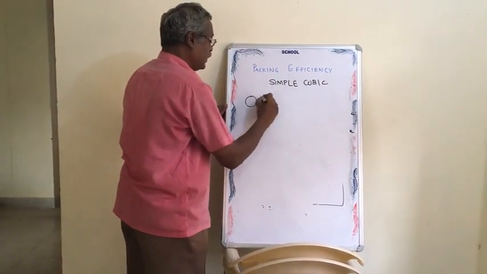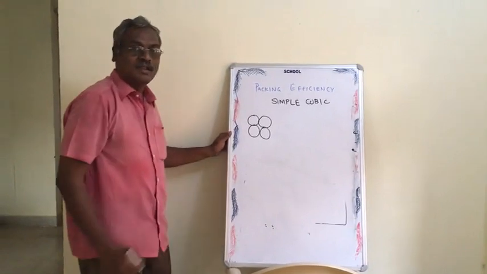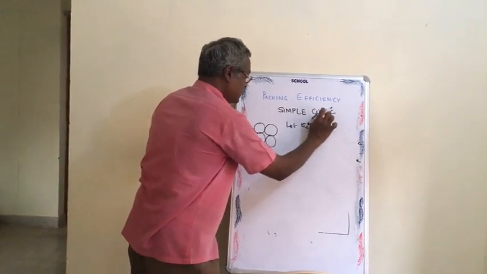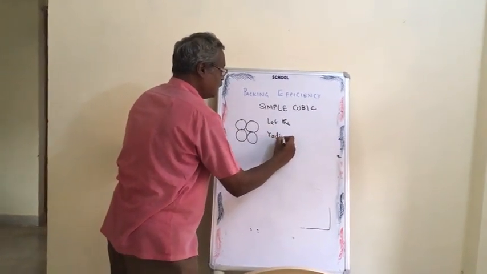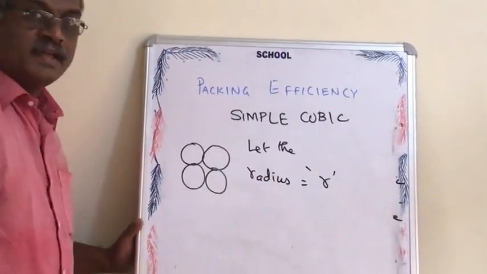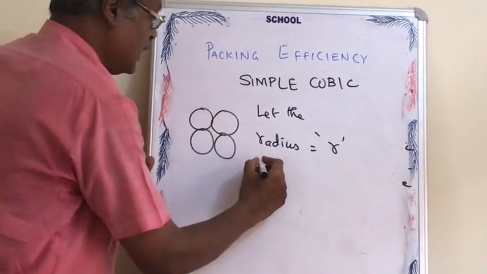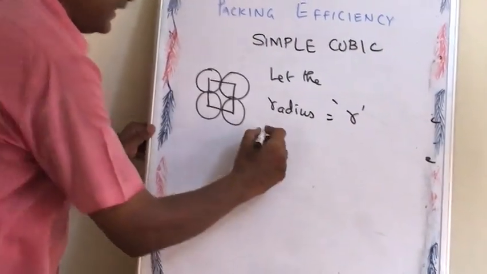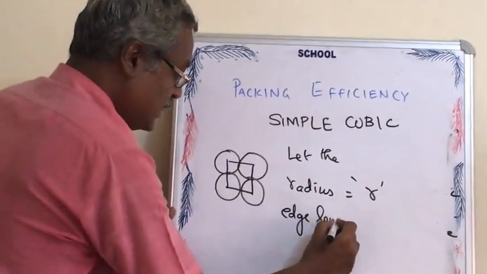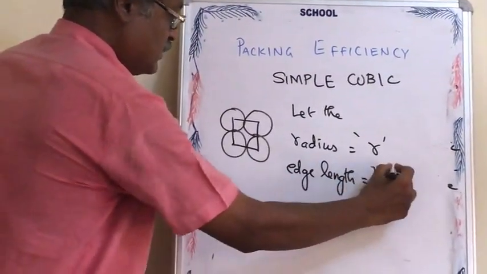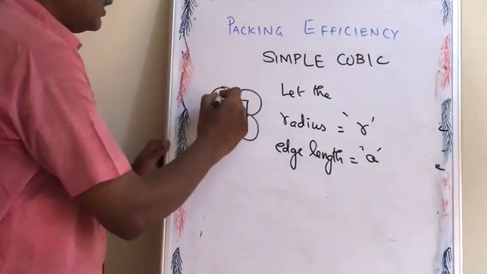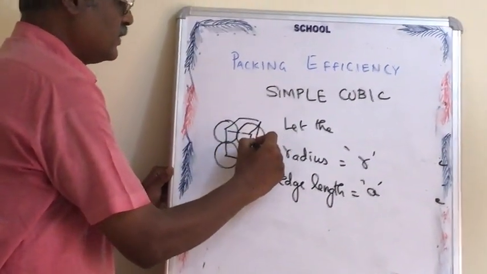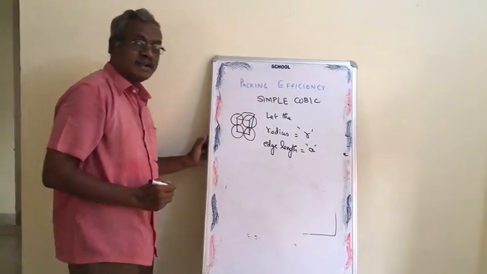In simple cubic, 4 atoms are closely packed like this. So let the radius of the sphere equal to R. The radius of the sphere is R. We can say that edge length equal to A. Suppose this is the first face of the unit cell, simple cubic. The simple cubic is like this. Here 4 front atoms are there.